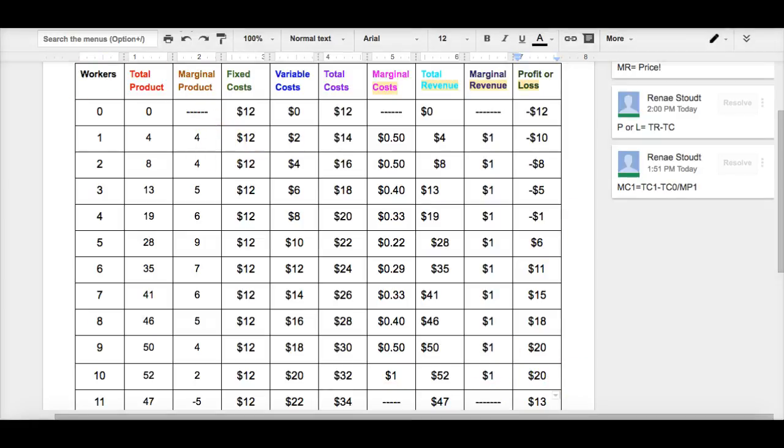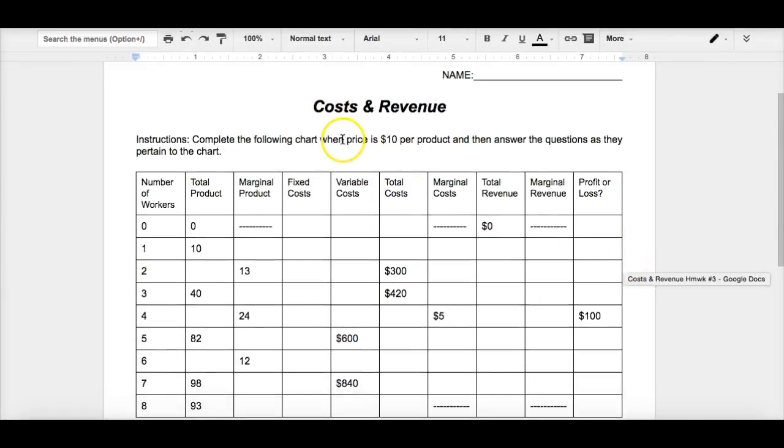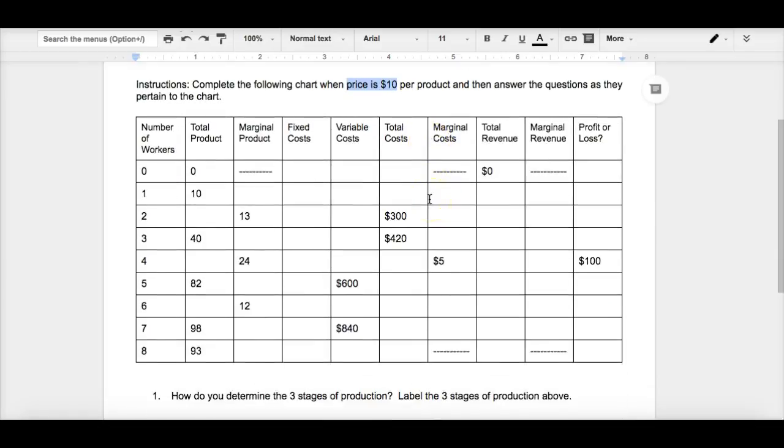All right, now that said, we finished this whole thing. Now the sub is going to pass out to you a worksheet to practice this whole thing with different numbers. So they're going to pass out to you this page right here. Notice at the top it gives you what your price is. Also, lots of holes. I know, don't let that freak you out. You can do this. You have the tools to be able to do this.